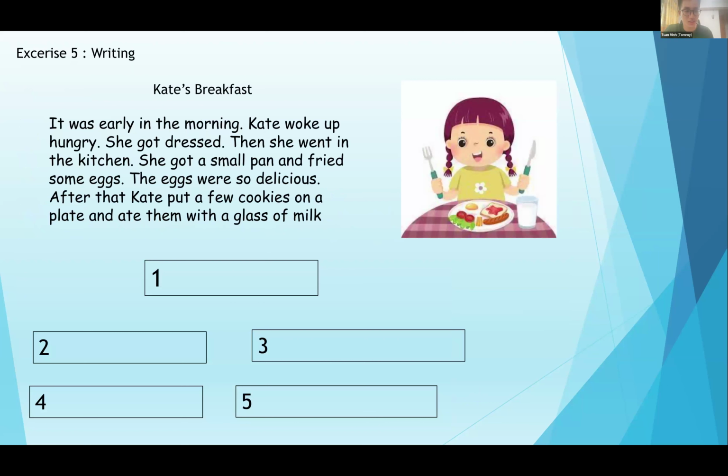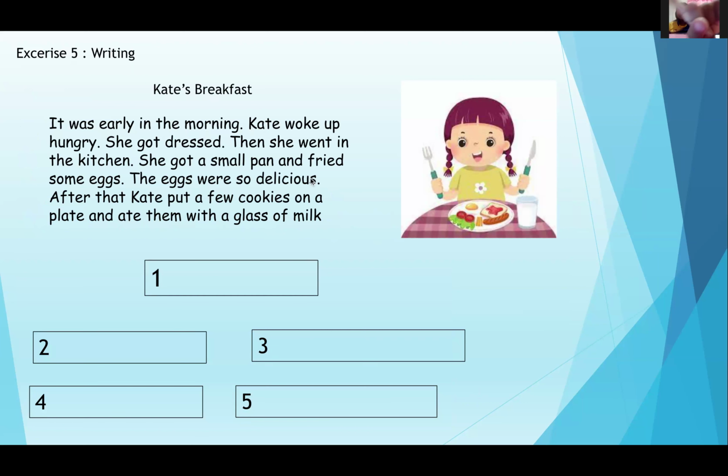Okay, so let's move on to an exercise to help you understand more about the plot of stories. So we have a story with the title Kids Breakfast. Can anyone help me to read out this story?